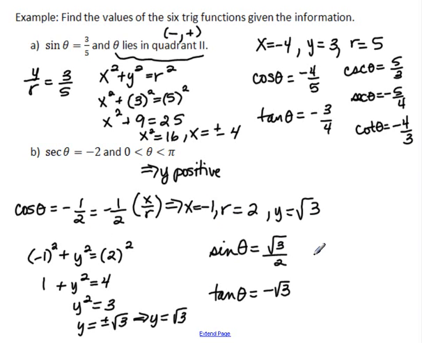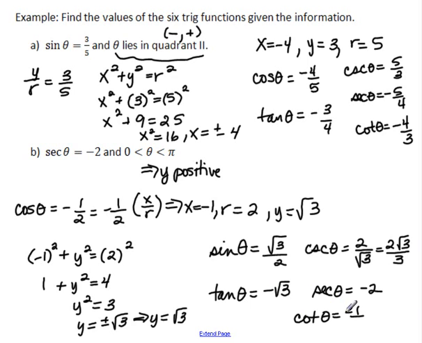And the reciprocal of sine is cosecant of theta, which would be 2 over the square root of 3, which we can rationalize to get 2 times the square root of 3 over 3. Secant of theta is the reciprocal of cosine, which we already knew, which is negative 2. And then cotangent of theta, the reciprocal of tangent, so that was going to be negative 1 over the square root of 3, and rationalizing that is negative square root of 3 over 3.